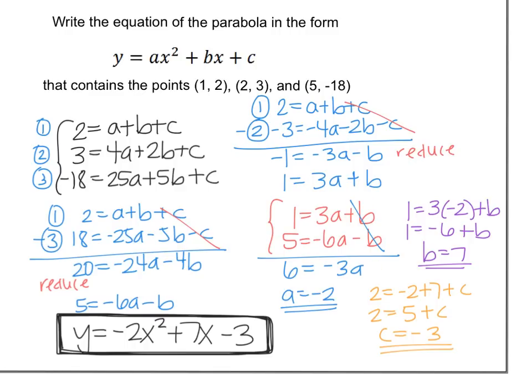So I go back into one of them and I solve for b, and then I go back over here and I solve for c. So now that I have my a, b, and c, I see that a was negative 2, b was positive 7, and c was negative 3. So there's the equation of the parabola.